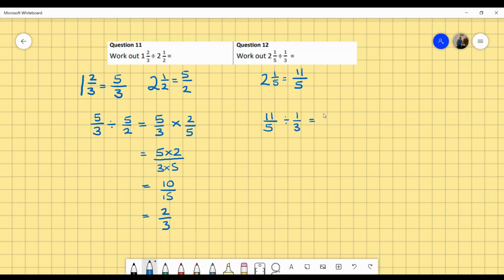And we can follow the same process. So we keep the first fraction the same, we change the divide to a times, and we flip the second fraction upside down. And then we multiply the two numerators, and we multiply the two denominators to give me 33/5. So that is a top-heavy fraction, so ideally I want to convert it back into a mixed number. So to do this, I want to know how many times does 5 go into 33? It goes in 6 times, with a remainder of 3 out of the fifths that I had before.